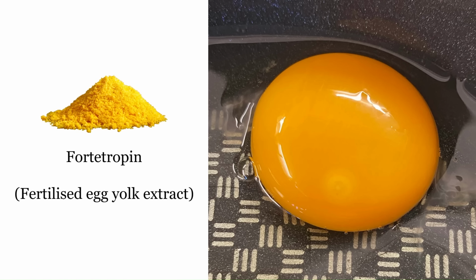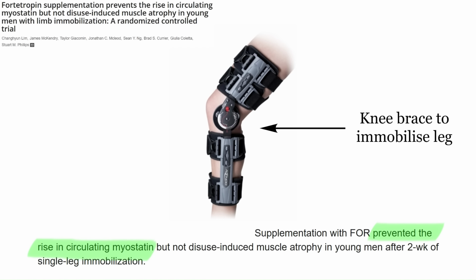The next one is one that I hadn't really heard of before, which is fortitropin. This is fertilized egg yolk extract. There's a study in humans where a leg was immobilized for 2 weeks. In the placebo condition, myostatin spiked and the muscle shrank, which is what we can expect. With fortitropin, myostatin did not spike, so it decreased the myostatin signaling, but the muscle still shrank the same amount. So fortitropin does seem to lower myostatin, but that alone isn't enough to prevent muscle loss. So again, this might be useful, but it's probably not going to be a game changer.